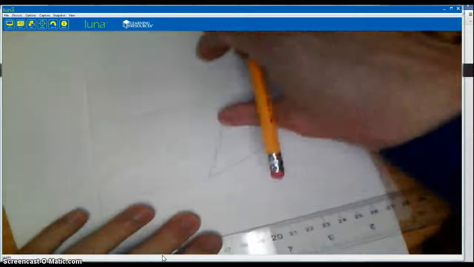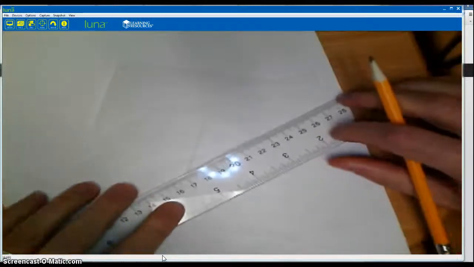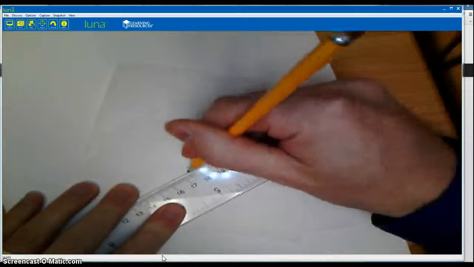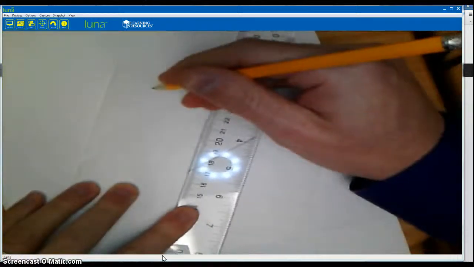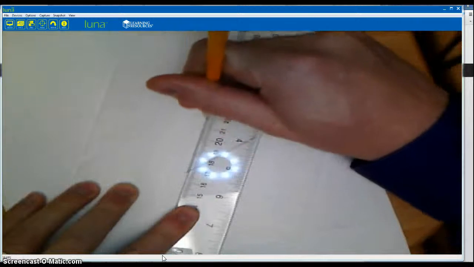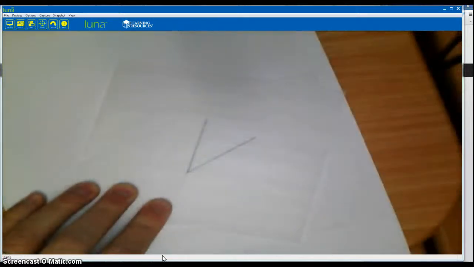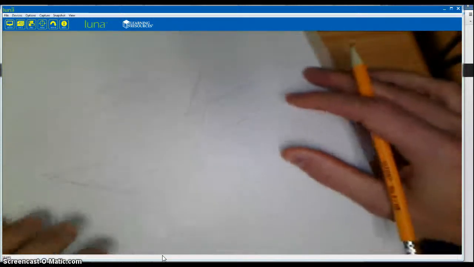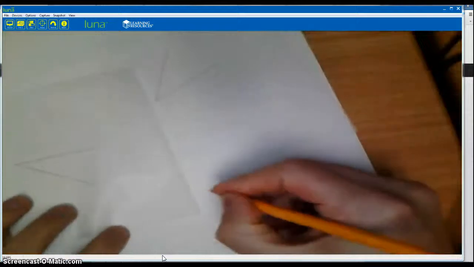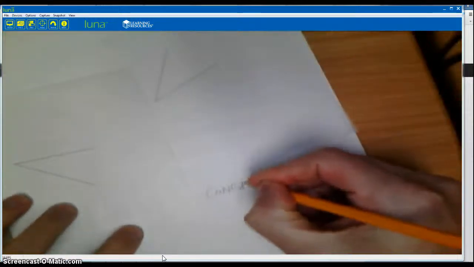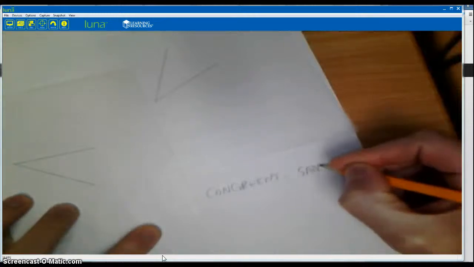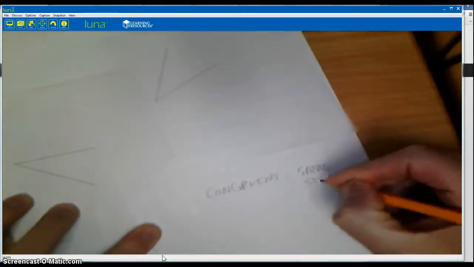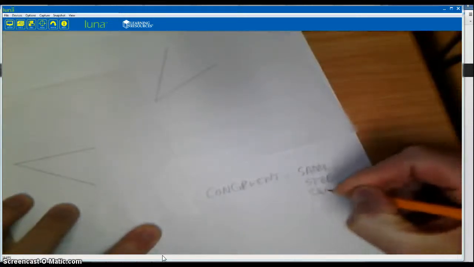So when this angle is congruent to another angle, we can show that they are congruent if they are the same size and same shape. Okay, so these two are considered congruent. And congruent is same size, same shape.